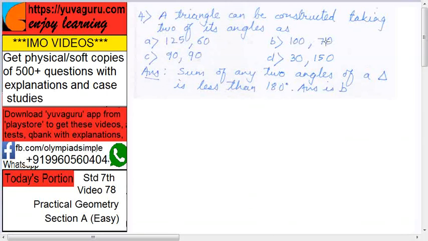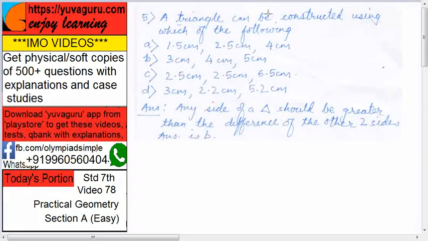100 plus 70 is 170. The remaining are all greater than or equal to 180. Even this is not okay. C means 90 plus 90, 180. This can't be a triangle because these two lines will be parallel. Similarly 30 and 150. This will be 30 and this will be 150. So these two lines will also be parallel to each other. They won't intersect, so they won't form a triangle. The answer is B only.